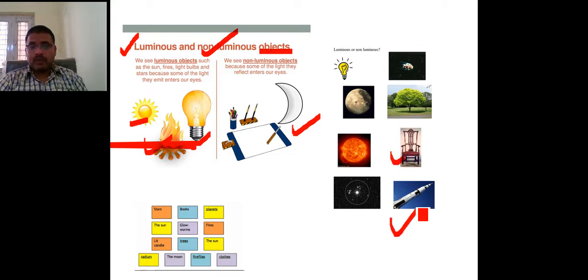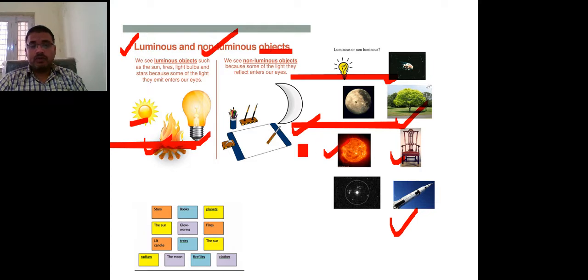When we talk about trees, these are things which we cannot see in the absence of other external sources, but they can be seen with those external sources, that is the sunlight. So these are the cases by which we can understand what is luminous and what is non-luminous object.